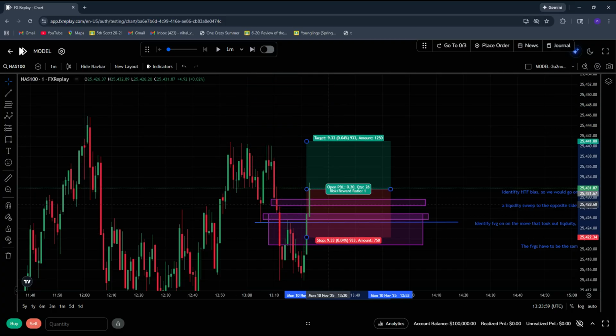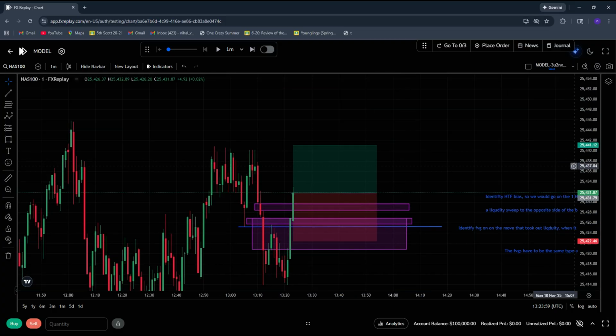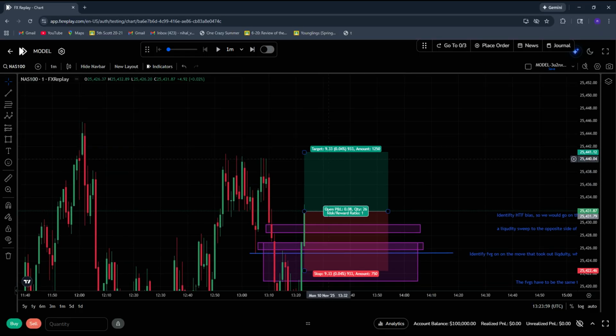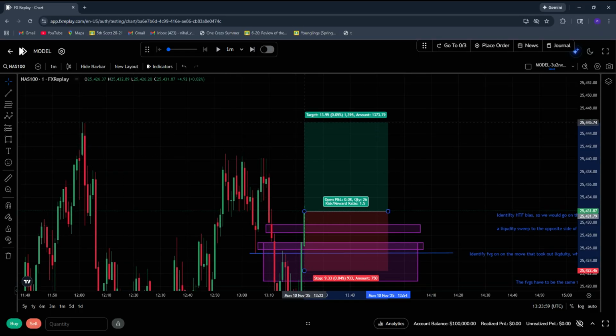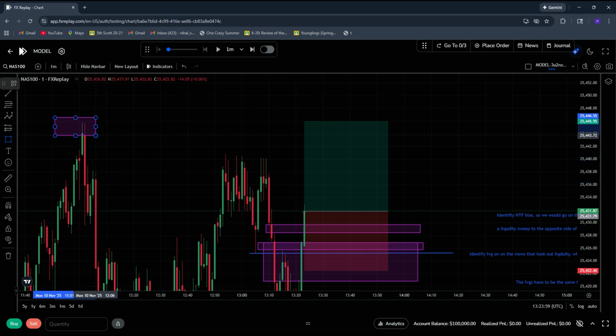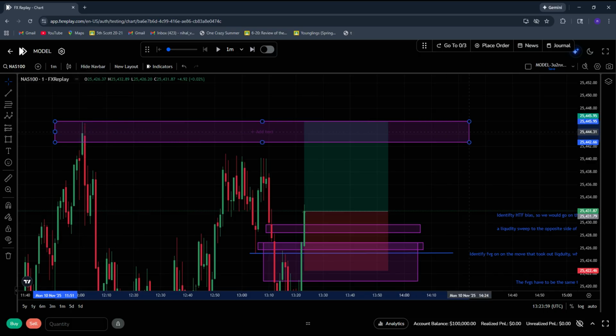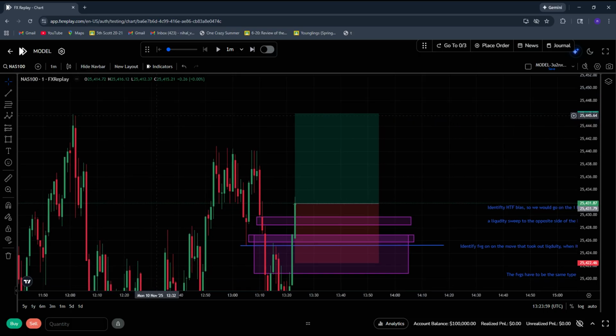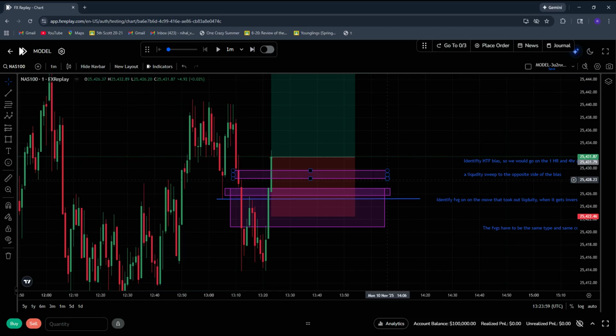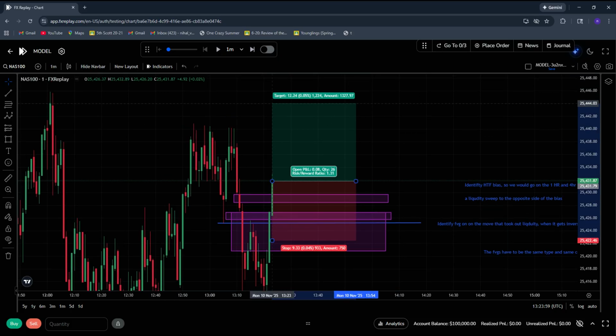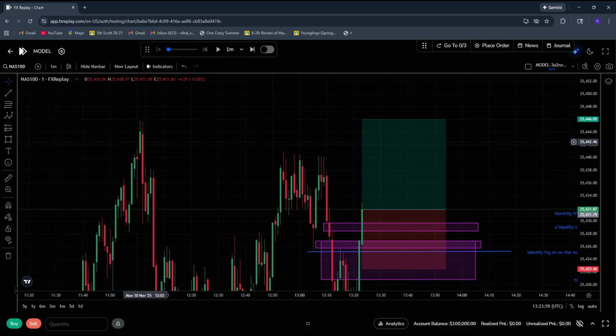We'd enter long. Always enter with our bias. Our bias is bullish. We can set our take profit to these highs, equal highs up here. So our take profit would hit these highs right here, as you can see. And then our stop loss, usually we'd go for a 1-to-1, but these highs here have more demand, so we'd go to them.